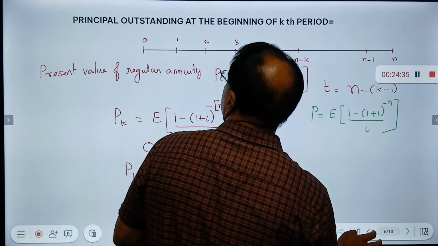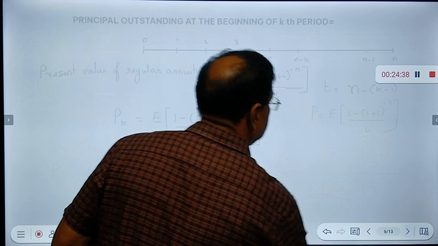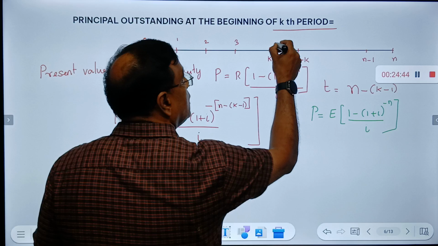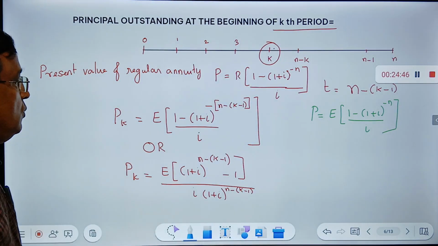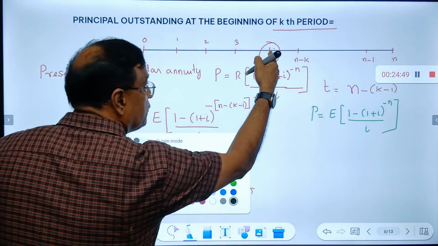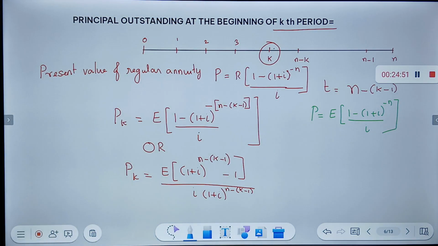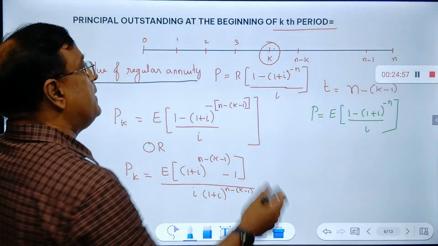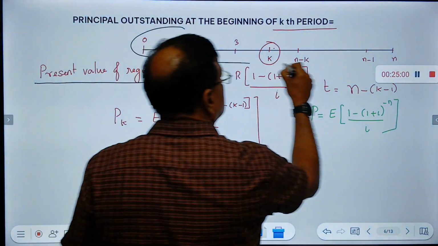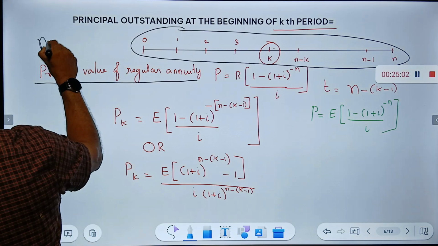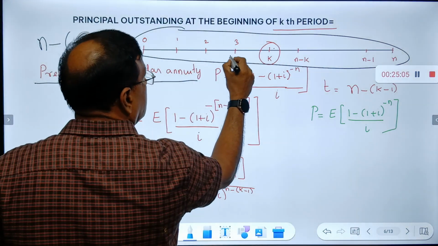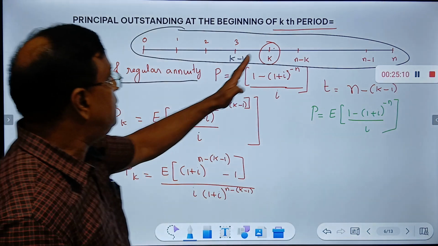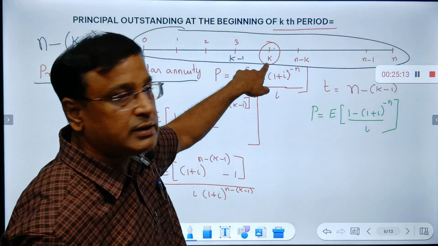There are some formulas that you should not forget. I have done this. Now, the principal outstanding at the beginning of the kth period. I want to know what is the principal outstanding at the beginning of the kth period. So all that I do is, in the present value of a regular annuity that we have used, I will take the total, which is n. From that I subtract k minus 1. That will give me the kth period.